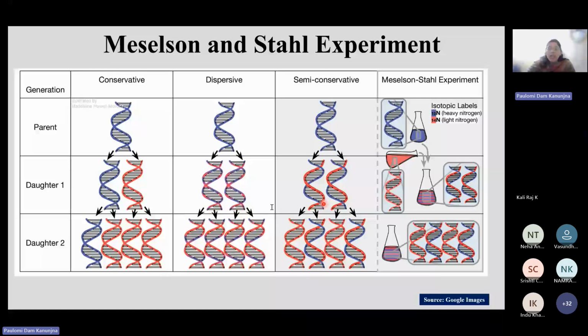Okay, they did this with E. coli, which is a fast-growing bacteria, as we all know. And it's a beautifully designed experiment. So what they did is they grew the cells in heavy nitrogen, which is basically N15. Okay, so your DNA becomes very heavy. So they will first grow them in N15, and then they will later shift to light nitrogen medium, N14.